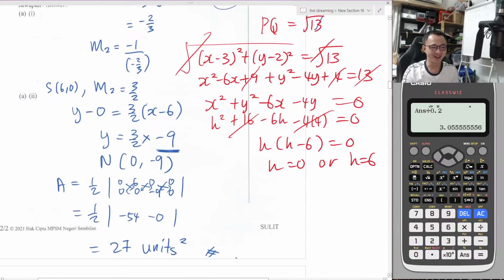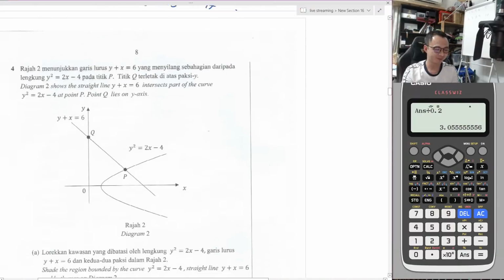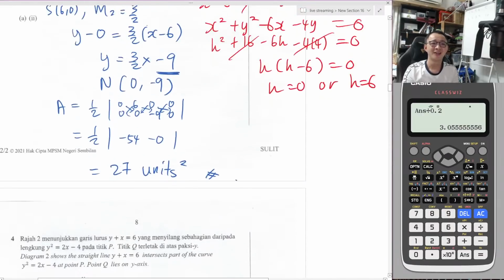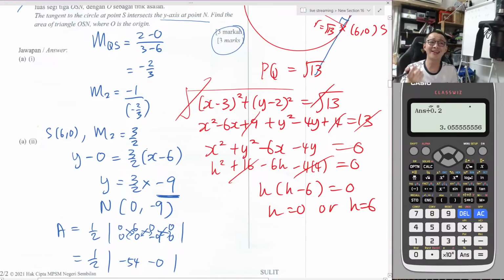All right, let's continue to the next one. So how can we determine the y-axis? Because we know y-axis means y-intercept. Y-intercept is the c in y equals mx plus c. Or what you can do is, at the y-axis, we know x always equals 0. So you can sub x equals 0 into your equation of straight line, the equation of tangent there. Then you still can find the N coordinate over there.